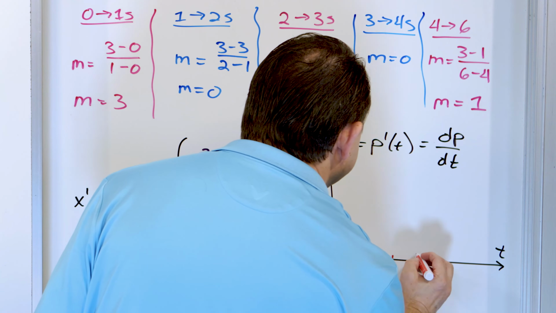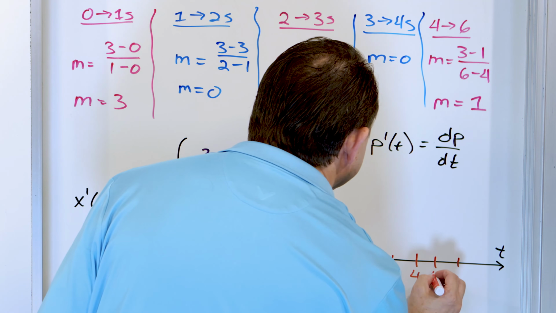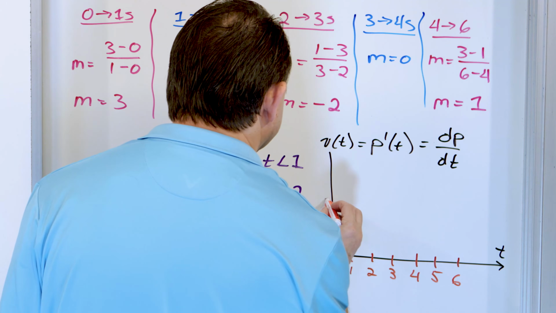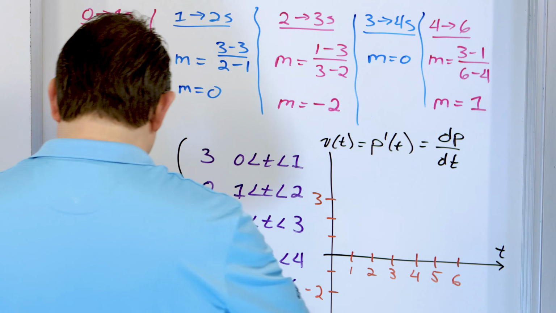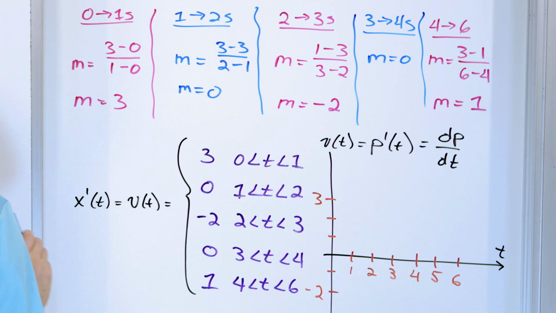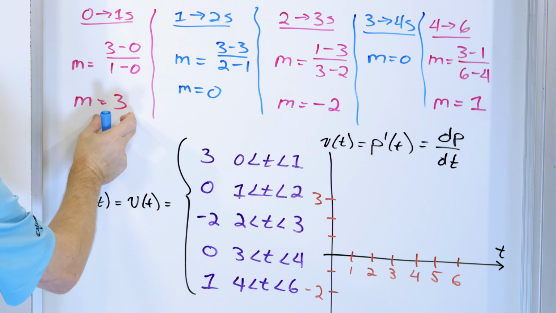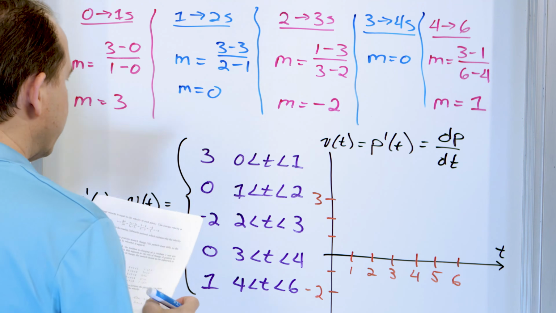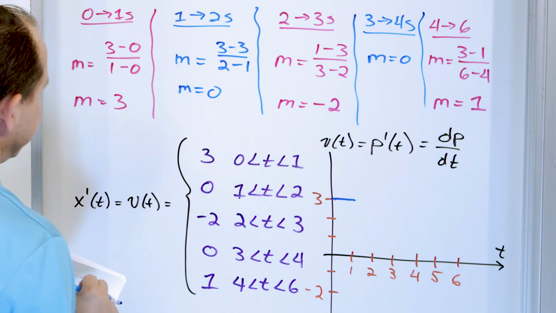And then what we could do is we could go out to 6 seconds. 1, 2, 3, 4, 5, 6 seconds. And then we could go up to 1, 2, 3, and then negative 1, negative 2. So this is 3, and this is negative 2. And then we could say, okay, between 0 and 1 seconds, our speed, or our velocity, or our first derivative is 3, right? So between 0 and 1 second, we would have a graph that was something like this.